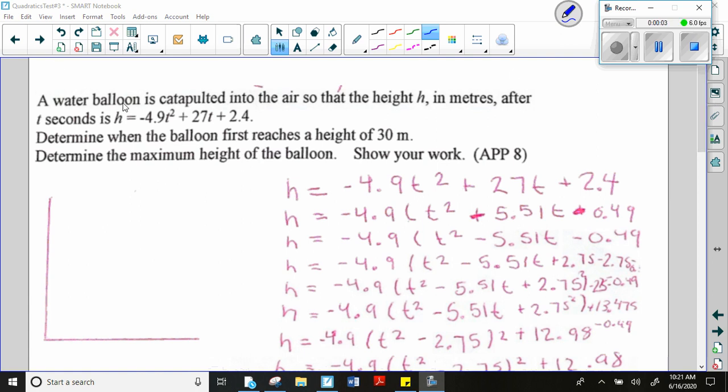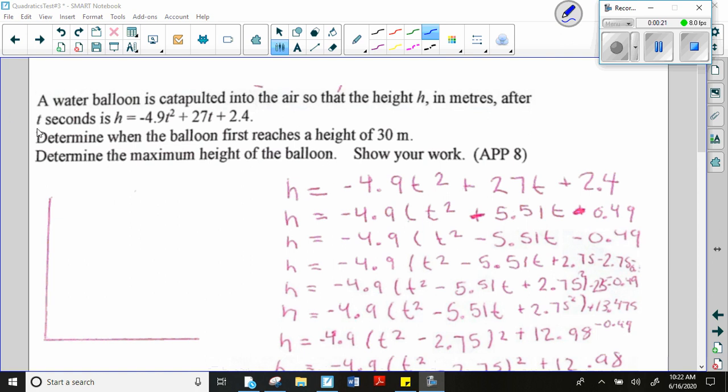So something's being thrown up and then it comes down, and it's going up in height in meters after time. So this is a height versus time graph, and they give us the full equation. Determine when the balloon first reaches a height of 30 meters. So that's your first step in this question.